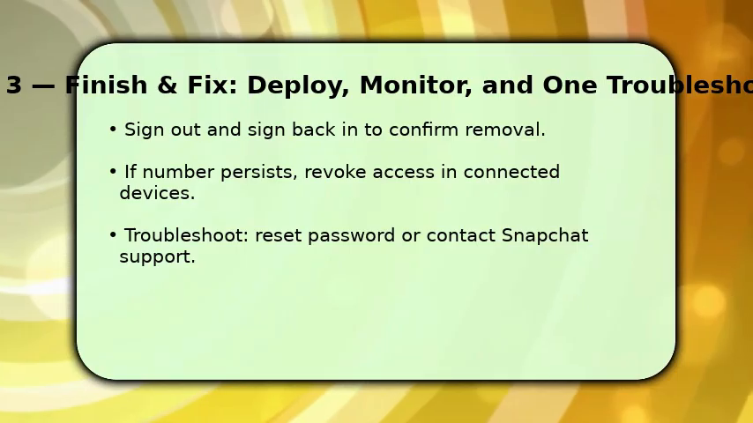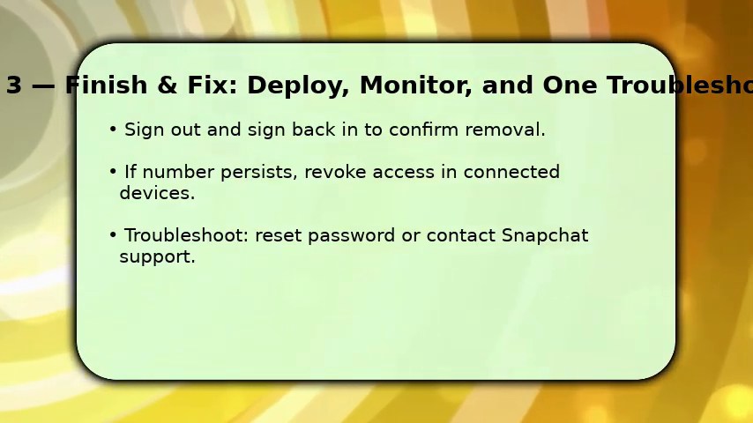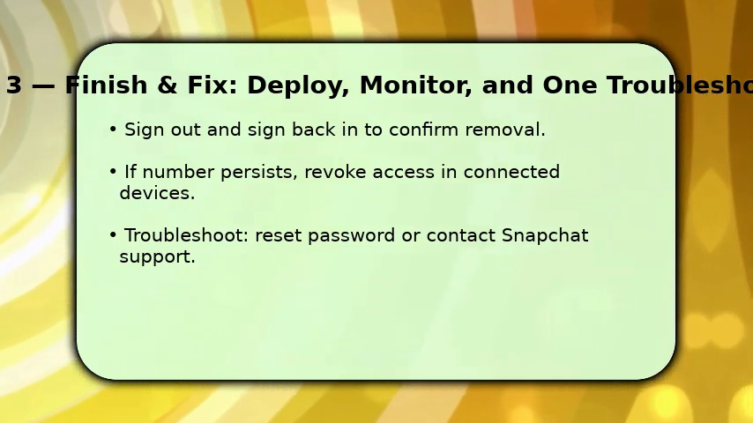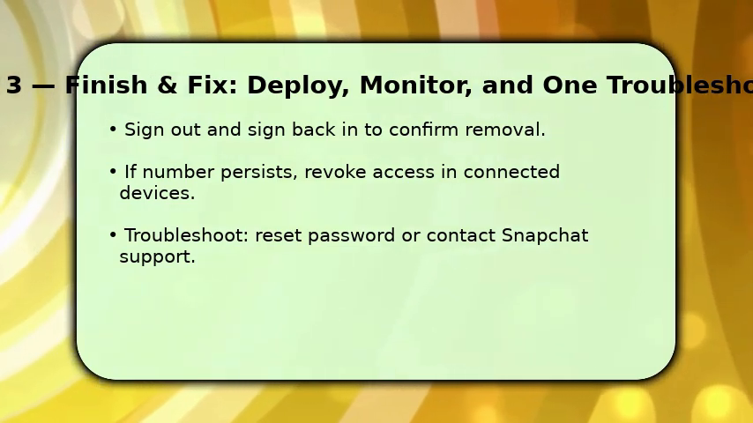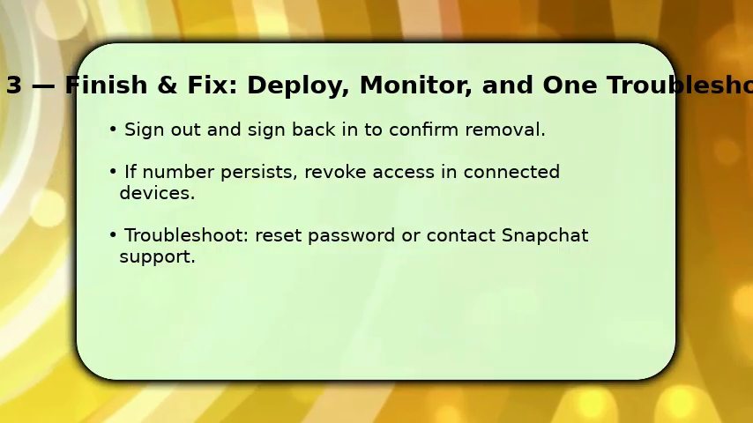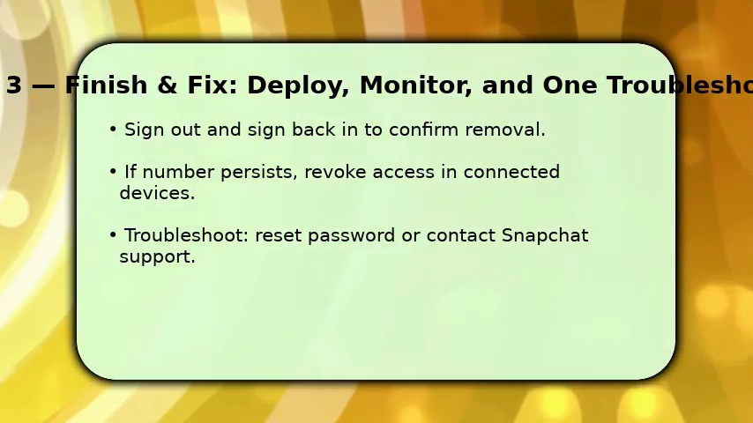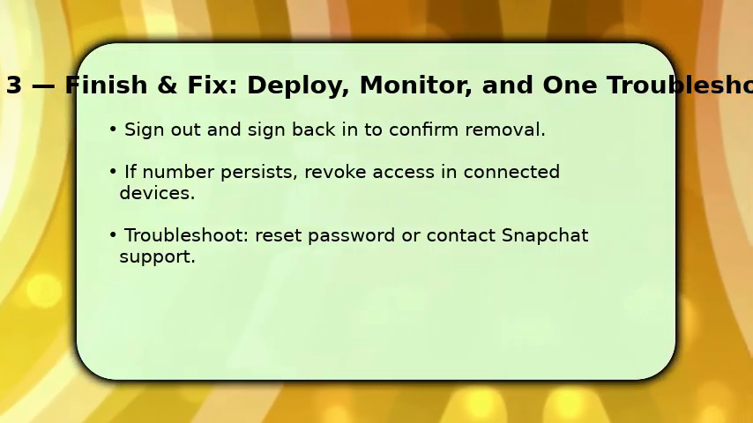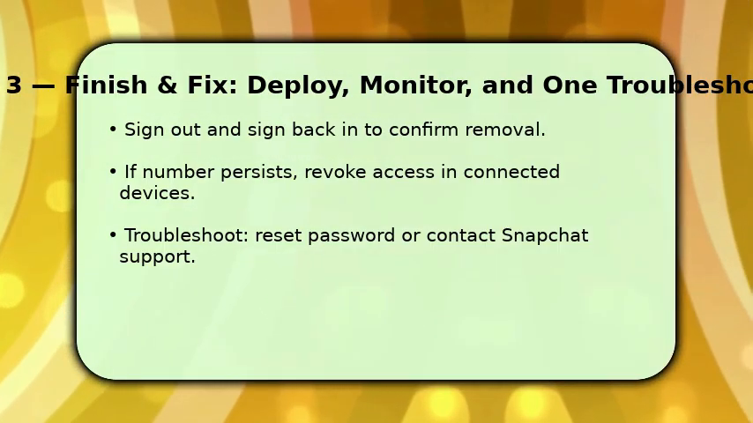If the number still appears, remove any linked phone devices and revoke app permissions on connected services, then repeat removal steps. If Snapchat forces re-verification or refuses removal, reset your password and retry, or contact Snapchat support from the app with screenshots. One troubleshooting tip: disable two-factor temporarily.